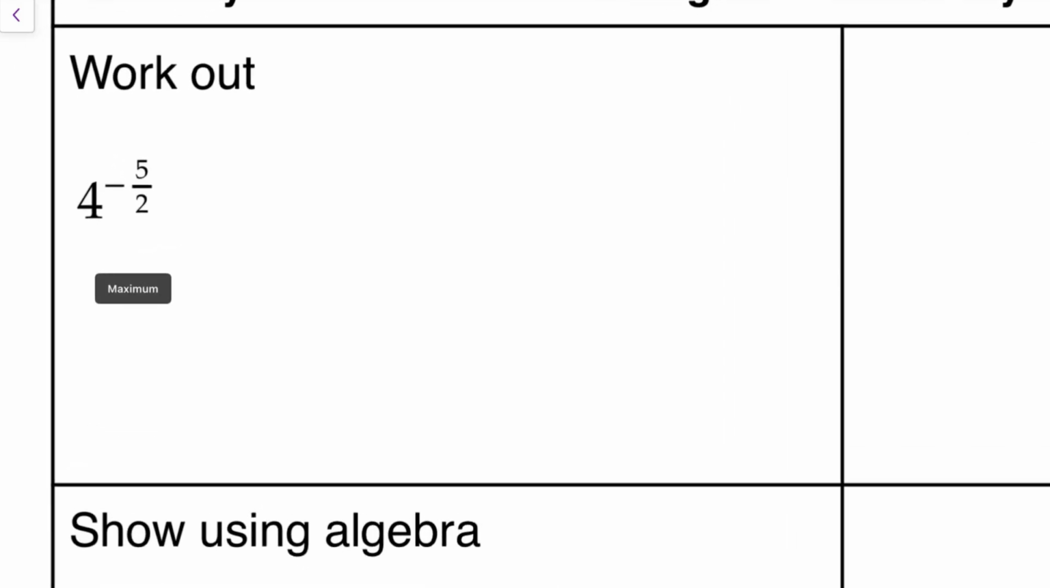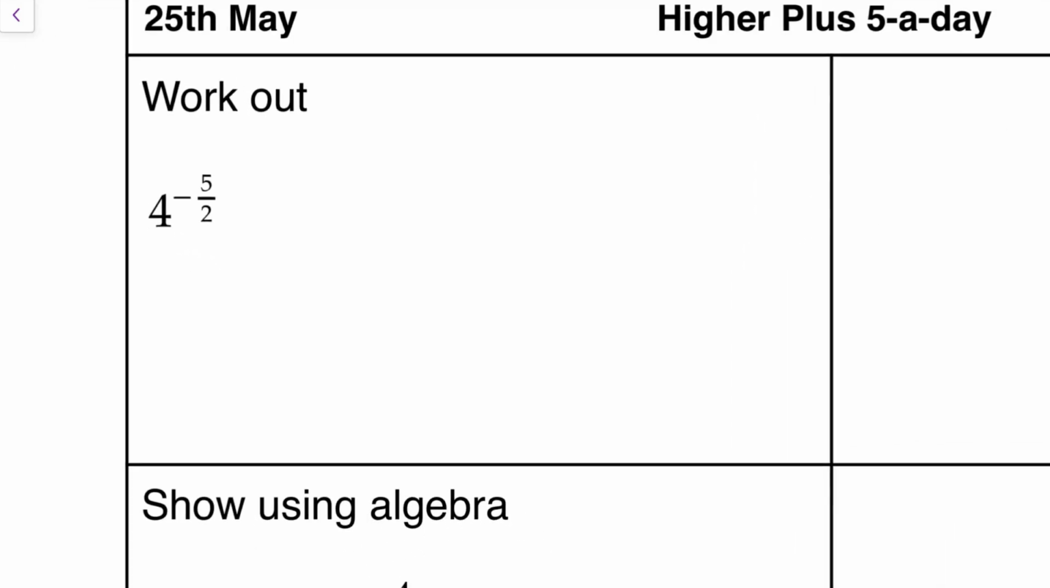Right, what do we have here? So it's a straightforward index rule question, isn't it? It's basically saying what does the minus do, what does the 5 do, and what does the 2 do? And we can actually write it all as one. So the minus means 1 over, or reciprocal. The 2 is actually half, so that means square root. And the 5 means to the power of 5.